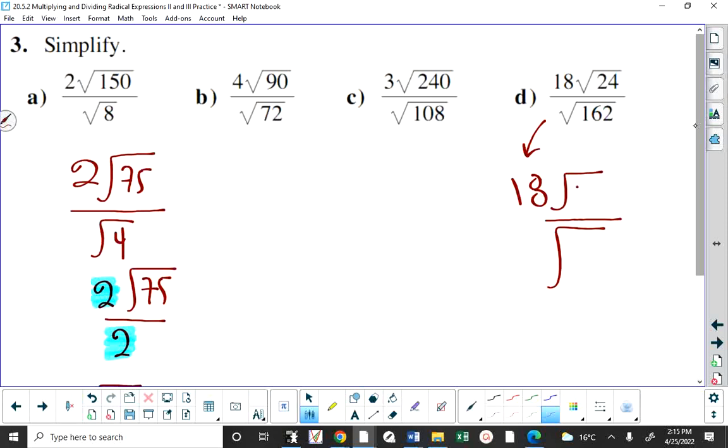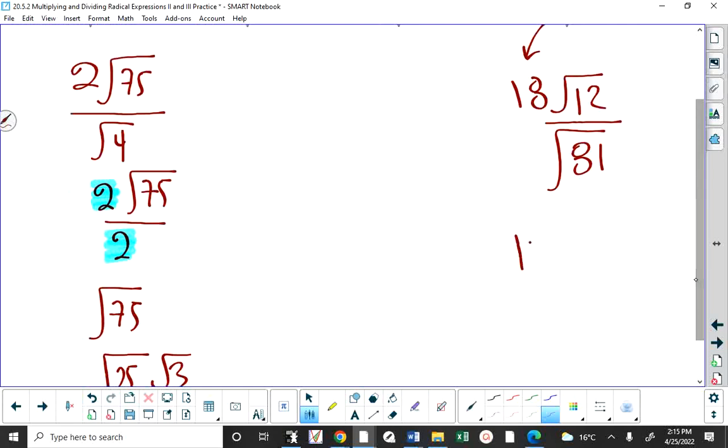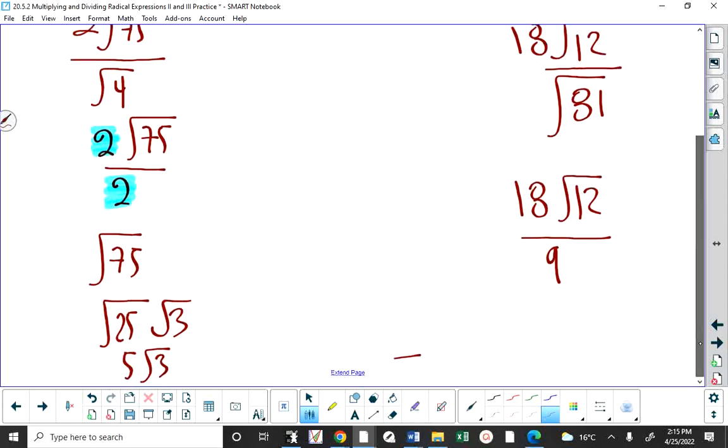Well, we lucked out again here because root 81 is exactly 9. So sometimes, you know, the math gods shine down on you. We're left with 18 root 12 over 9. Oh, 18 over 9. I don't feel like walking over to the highlighter side of the board. 18 over 9 is 2.